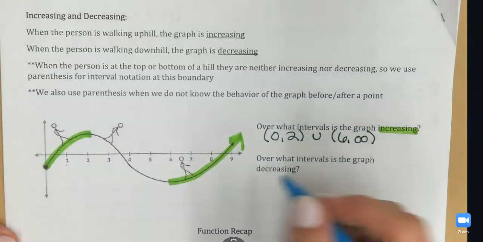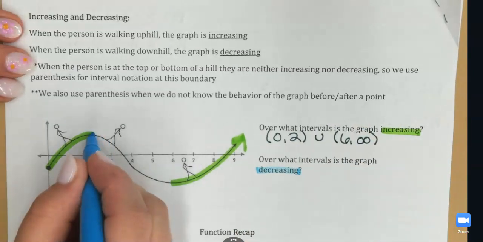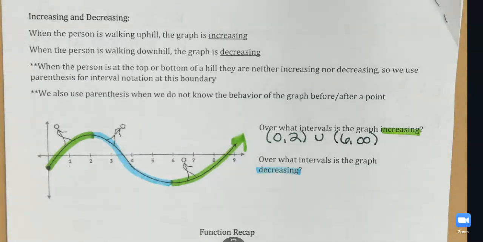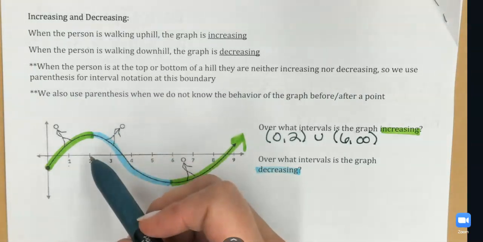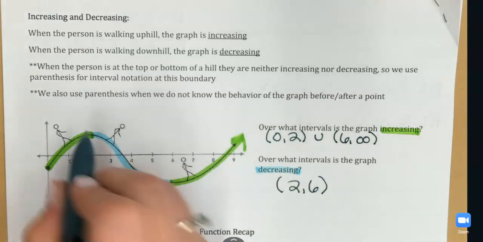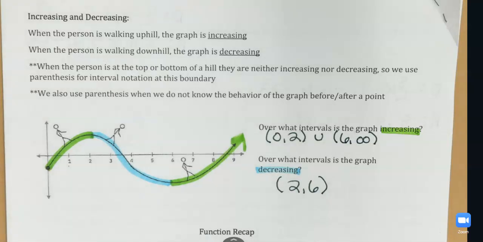So now, where is my graph decreasing? That is going to be this in-between portion, and the x-coordinates are from 2 to 6. Both get a parenthesis because those are both points of change, so it's neither increasing nor decreasing.